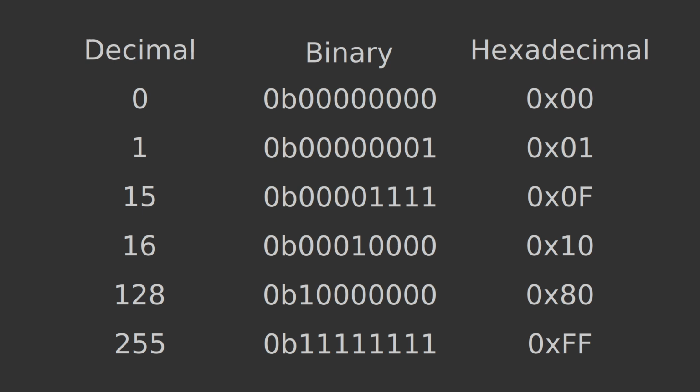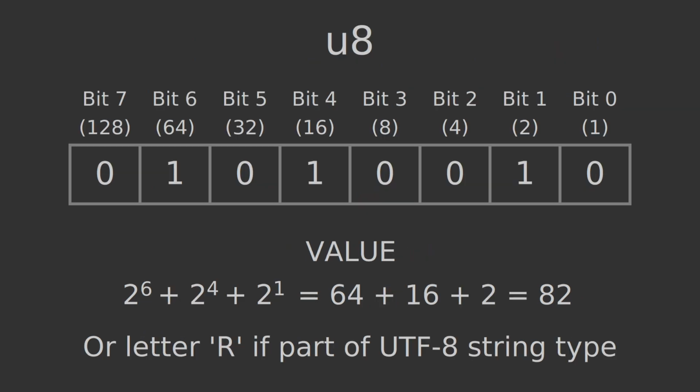Rust doesn't have a built-in type called a byte, but it does have 2 types that are the size of a byte. They are the u8 and i8 types. u8 is short for unsigned 8-bit integer. The value of a u8 is the standard binary interpretation of its bits, so in the example shown, the value is calculated to be 82. A u8 can hold values in the range 0 through 255.